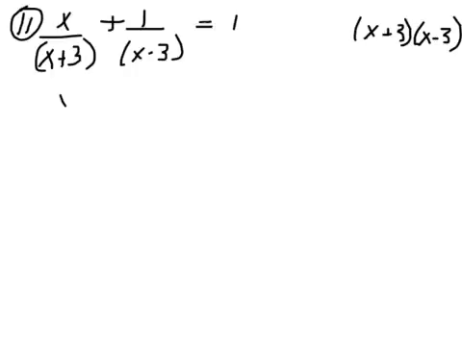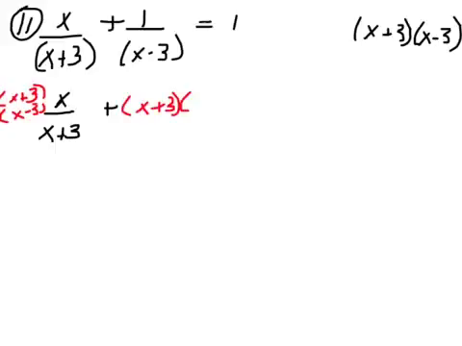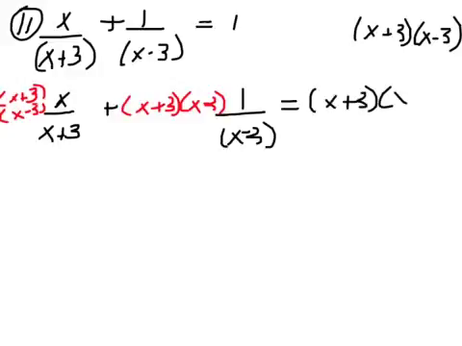So what I'm going to do is take the x over x plus 3 and multiply it by x plus 3 and x minus 3. I'm going to have to cram that in there. And then I'll multiply the next term times x plus 3, x minus 3. And that term was 1 over x minus 3. And then on the right-hand side, it would be 1 times x plus 3, x minus 3, which would be x plus 3, x minus 3.